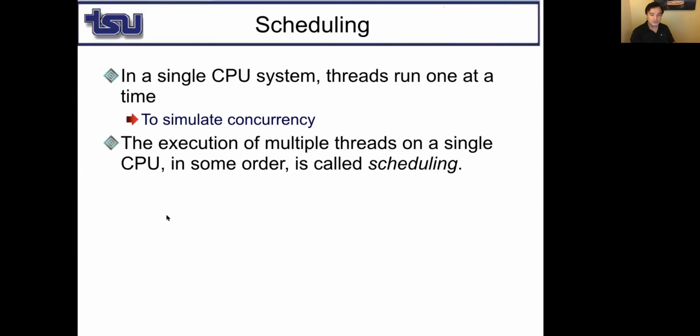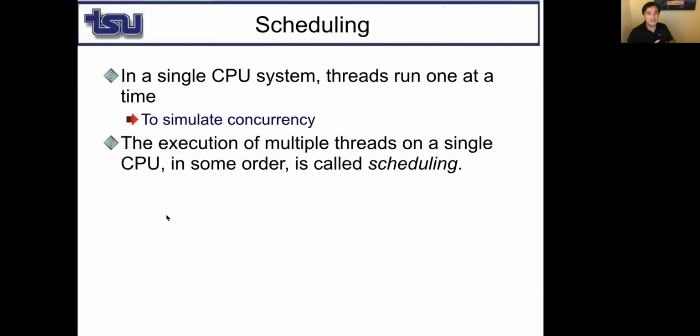The execution of multiple threads on a single CPU in some order is called scheduling, okay? So you have a single CPU, you have multiple threads, so there should be some kind of order for those threads to run. Maybe one will run a couple of milliseconds, the other one will run a couple of milliseconds. So you can do some kind of scheduling by time sharing.